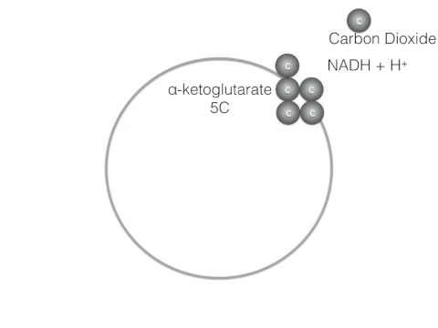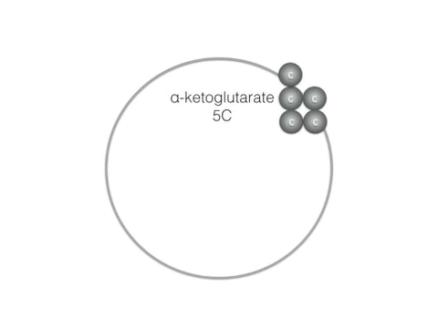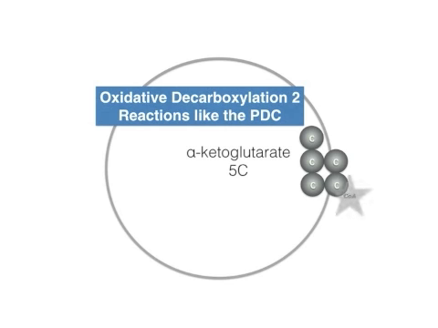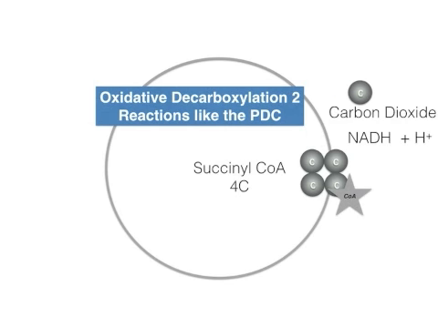And since this is a redox reaction, we have to have an electron carrier. The electron carrier is NAD+. NAD+ accepts electrons 2 at a time as a hydride ion, and the extra proton is released into solution. And so at the end of this reaction, we have 5-carbon alpha-ketoglutarate, carbon dioxide, and NADH plus a proton. The next thing that's going to happen is we're going to have a second oxidative decarboxylation. This happens in reactions that are a lot like what happens in the pyruvate dehydrogenase complex.